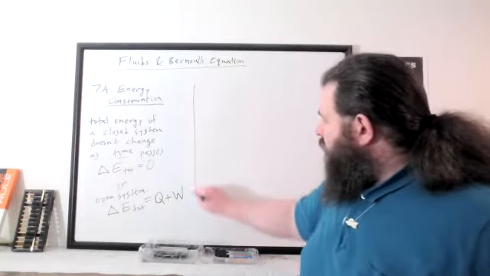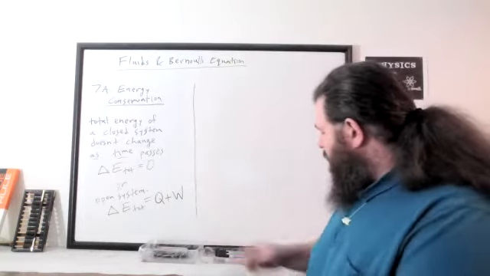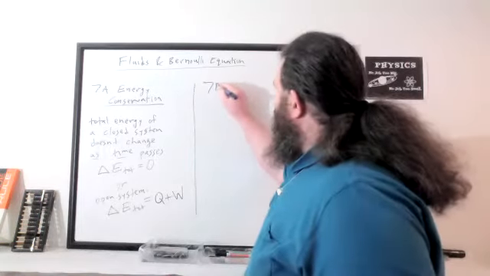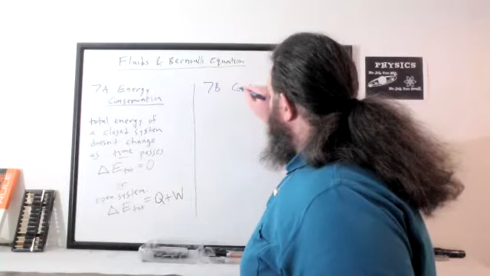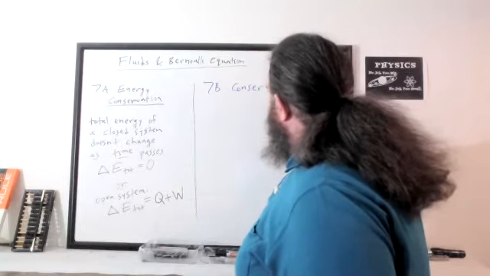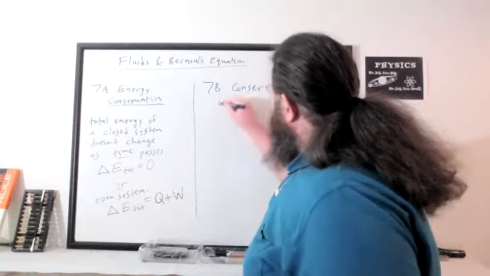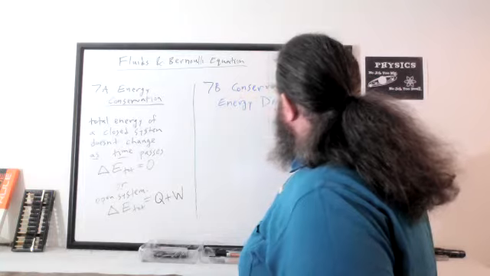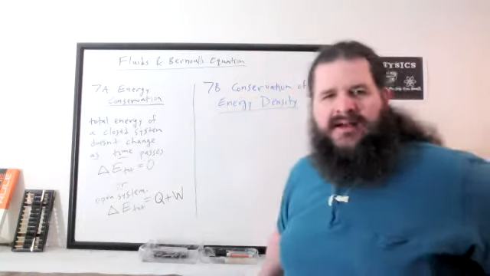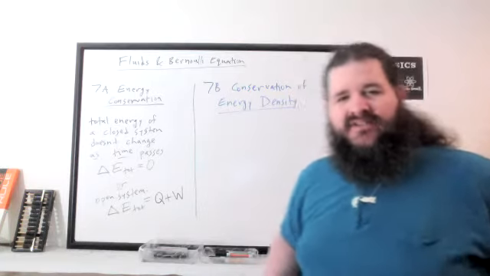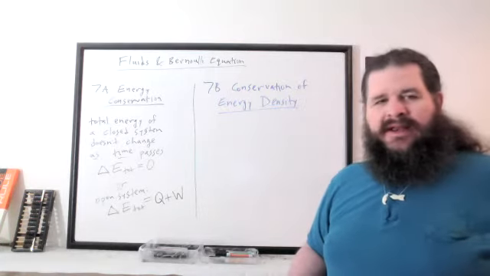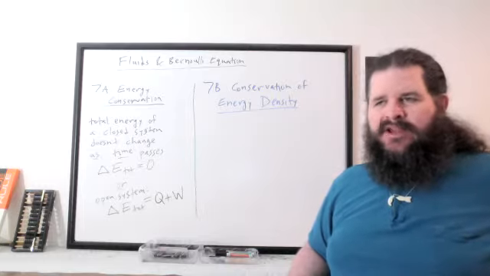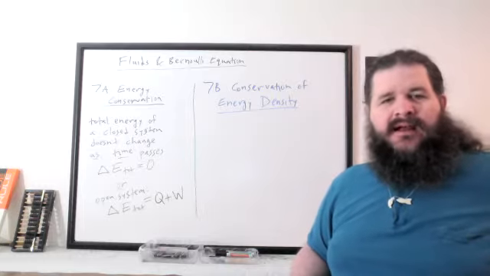So the 7B extension of this same idea is the idea of energy density conservation. And this grows out of the concept that instead of looking at a nice compact system like, I don't know, maybe you're putting a 1 kilogram block of hot iron into 10 kilograms of cold water or something like that.